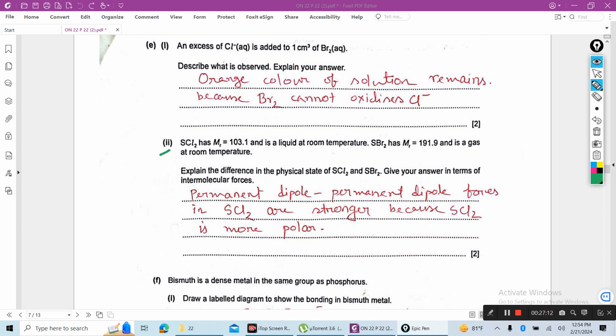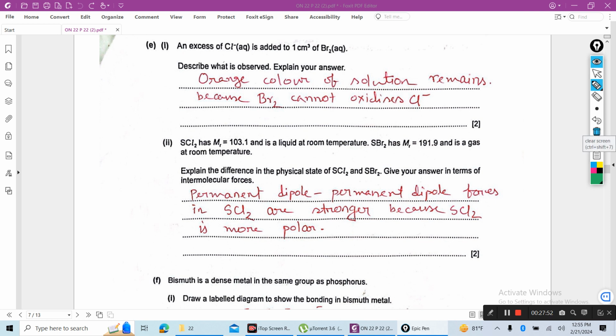Now number 2, sulfur dichloride has molecular mass 103.1 and is liquid at room temperature. Sulfur dibromide has molecular mass 191.9 and is gas at room temperature. Explain the difference in the physical state. Sulfur dichloride is liquid but sulfur dibromide is a gas. What is the difference? Give your answer in terms of intermolecular forces.